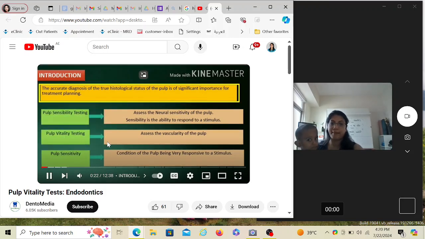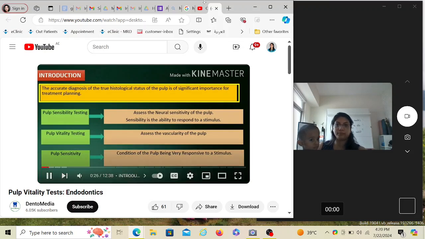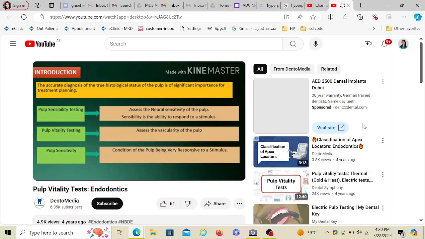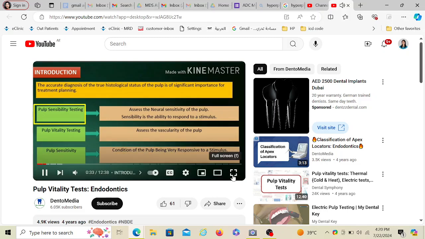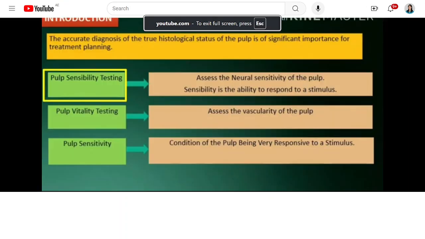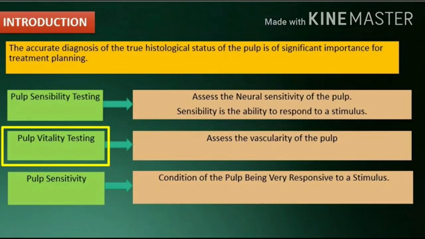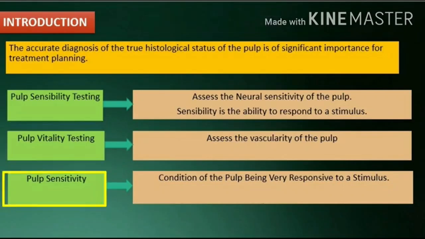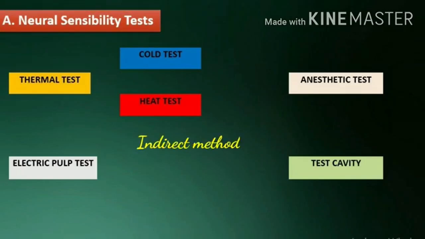The accurate diagnosis of the true histological status of the pulp is of significant importance for treatment planning. There are three terminologies to understand: pulp sensibility testing, which assesses the neural sensitivity of the pulp; pulp vitality testing, which assesses the vascularity of the pulp; and pulp sensitivity, the condition of the pulp being very responsive to a stimulus. Neural sensibility tests are the tests that indirectly tell us about the vitality status of the pulp.